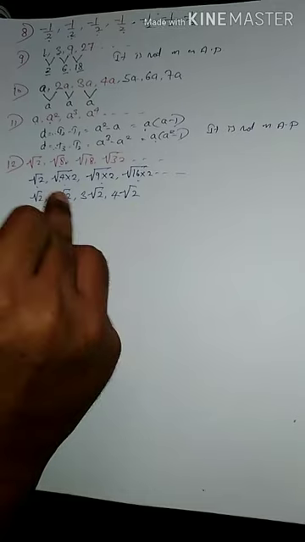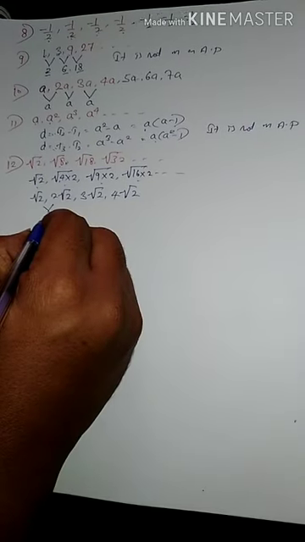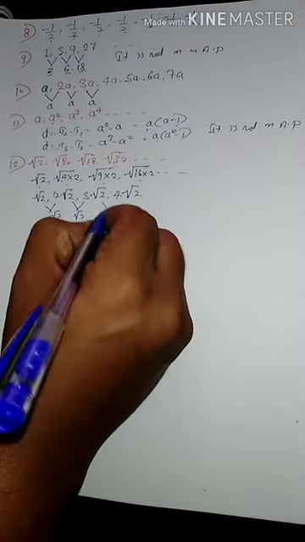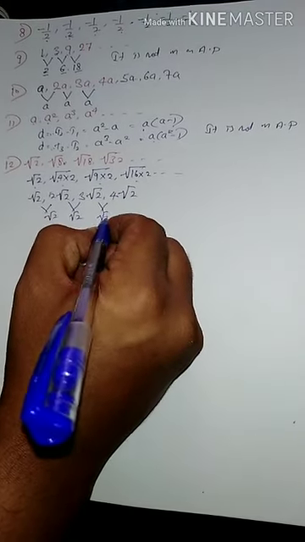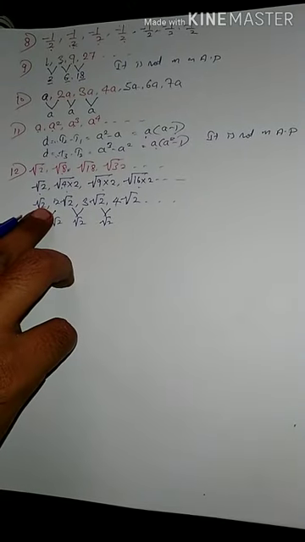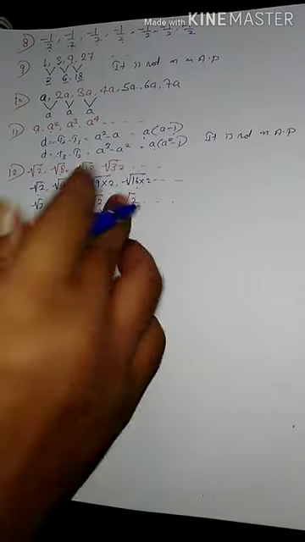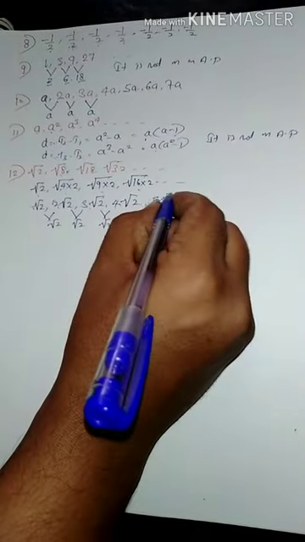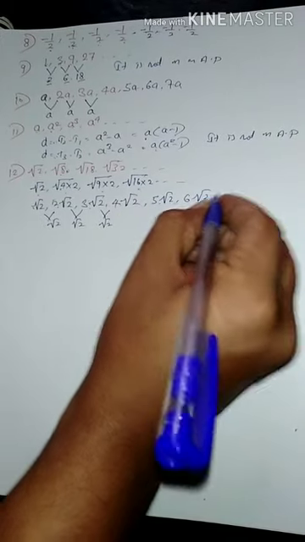And here the common difference: 2 root 2 minus 1 root 2 is 1 root 2. 3 root 2 minus 2 root 2 is 1 root 2. 4 root 2 minus 3 root 2 is 1 root 2. So here the common difference is the same. Therefore, it is in an arithmetic progression. And the next three terms are, see here, 1 root 2, 2 root 2, 3 root 2, 4 root 2. The next is 5 root 2, 6 root 2 and 7 root 2.